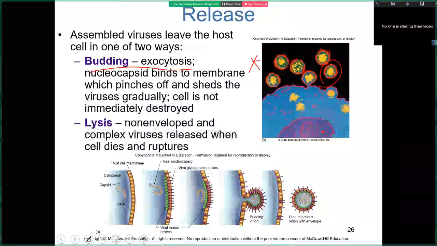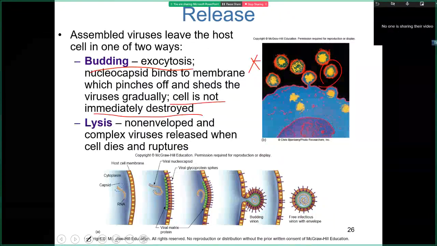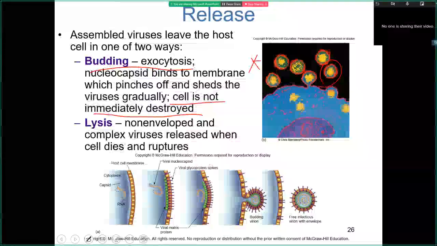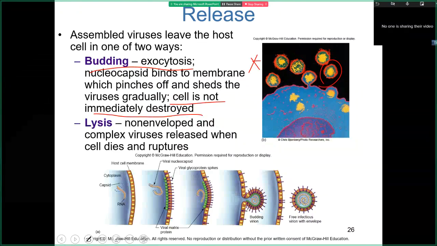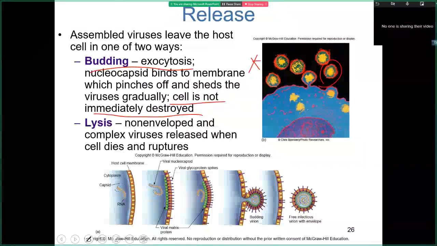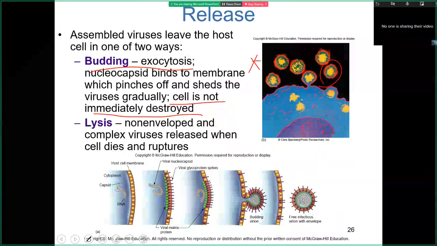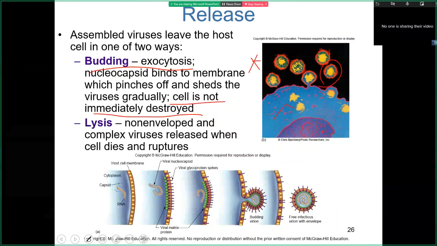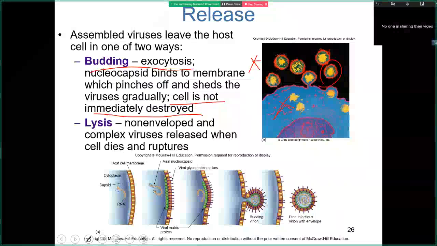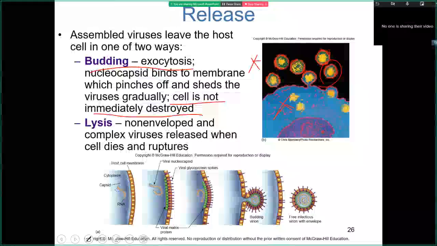So the thing about budding is the viruses that are released that way don't immediately kill their host cells. So it's sort of a protracted, extended period wherein the symptoms are present. But it doesn't lead to outright tissue damage and serious consequences right away. It takes a little while. But ultimately, that cell is not going to be able to keep up with the loss of membrane and loss of parts, and it will eventually succumb.